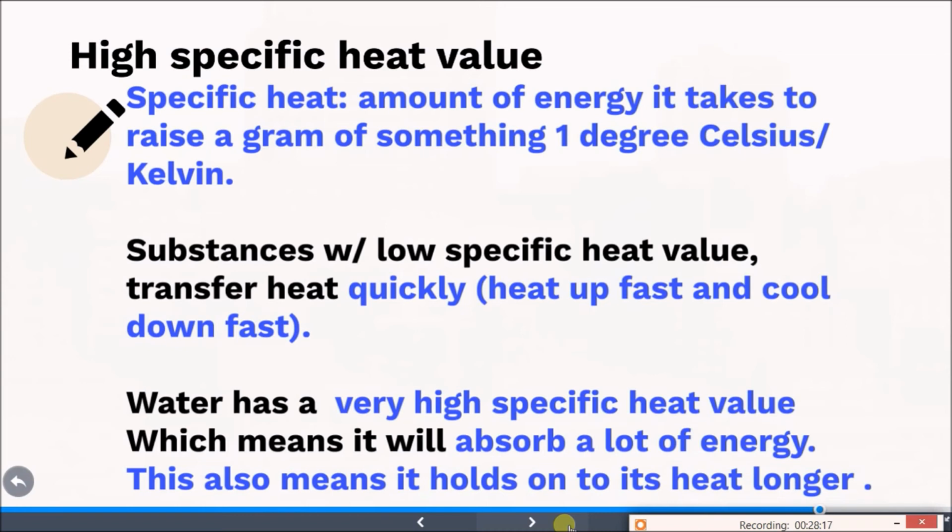So here down the bottom one, the third one, says water has a very high specific heat value, which means it will absorb a lot of energy, but it also means it's going to hold on to that energy for longer. So when you go to the beach during the day, the sand is really, really super hot because it heats up super, super fast. But then when you go into the lake, that lake feels super cold or super, super cool. But the sun's been shining on both of them for the same amount of time.